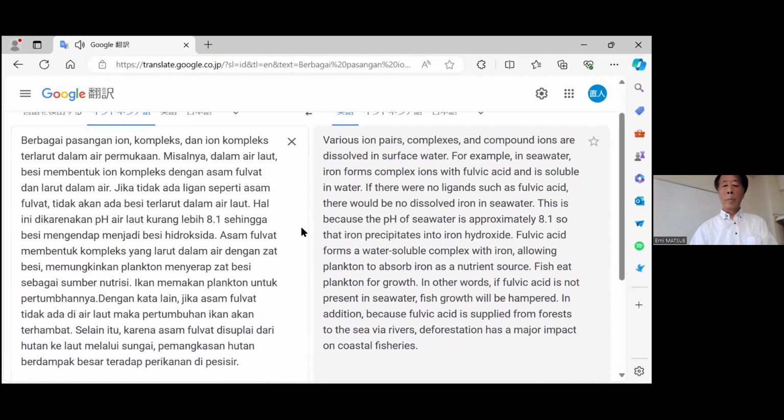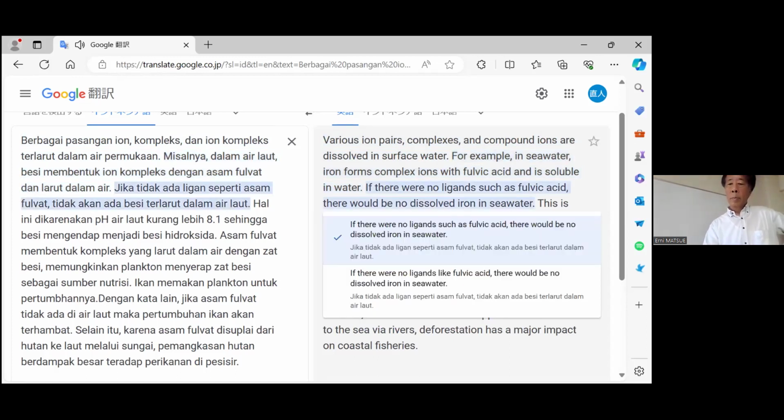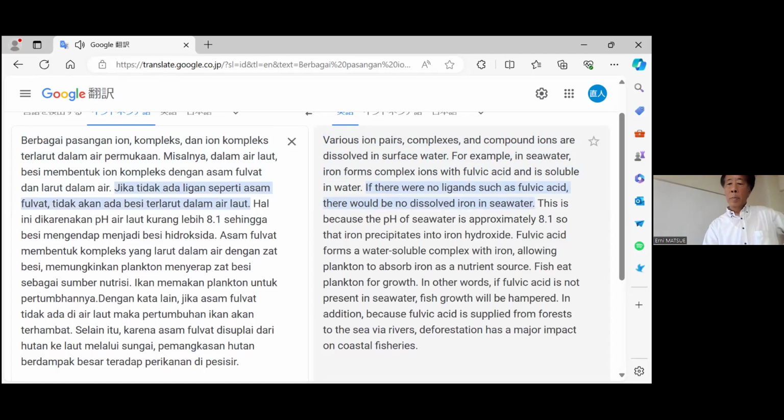Various ion pairs, complexes, and compound ions are dissolved in surface water. For example, in seawater, iron forms complex ions with fulvic acid and is soluble in water. If there were no ligands such as fulvic acid, there would be no dissolved iron in seawater. This is because the pH of seawater is approximately 8.1, so iron precipitates as iron hydroxide. Fulvic acid forms a water-soluble complex with iron, allowing plankton to absorb iron as a nutrient source.